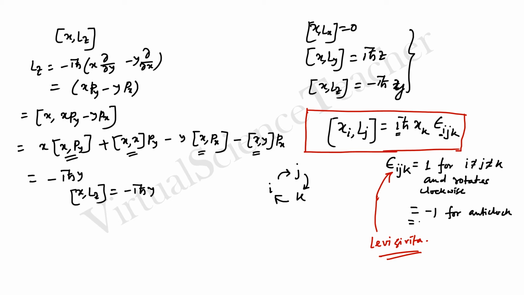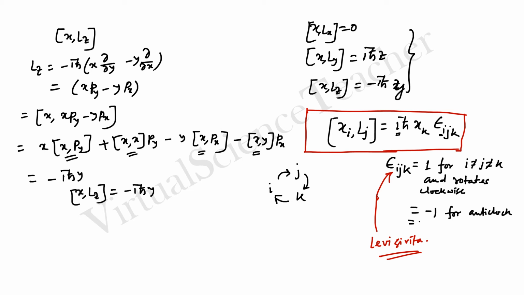So actually, in the first case, observe that i equals 1, j equals 2, k equals 3, and this rotates clockwise, this will give us 1, and all the values are different. If any two values are the same, suppose i equals j, then what happens? Then [x, l_x] will give us 0. Similarly, the commutation of y, l_y, and of z, l_z will be 0. And if I want to find the commutation of x, l_y, that means 1 2, this will give us 3, that means iħ x_3 which is z, and the Levi-Civita symbol for 1 2 3 rotates clockwise, this will give us plus 1.